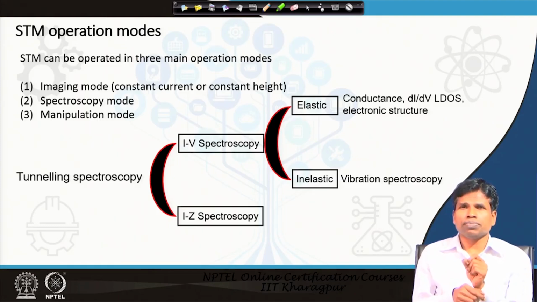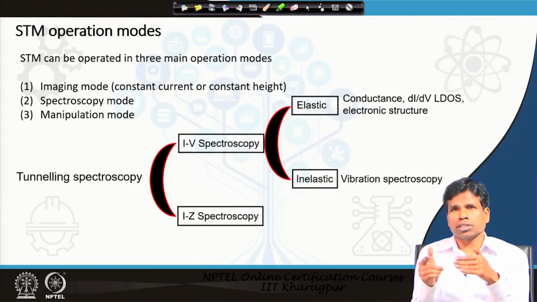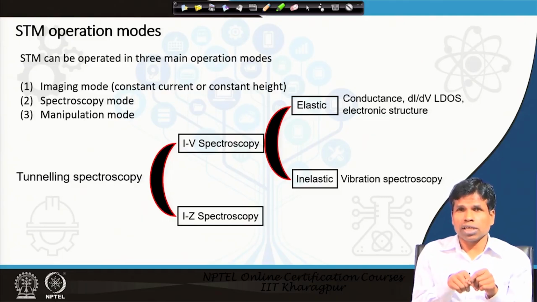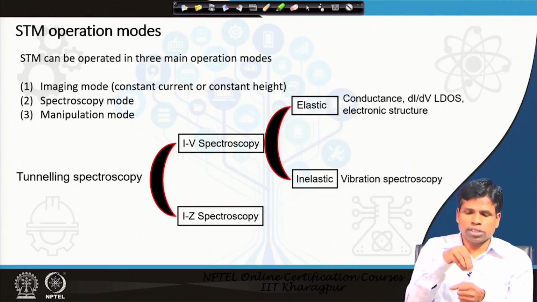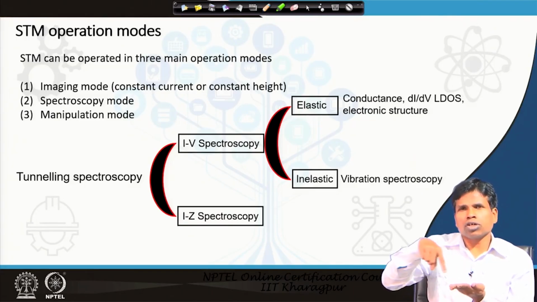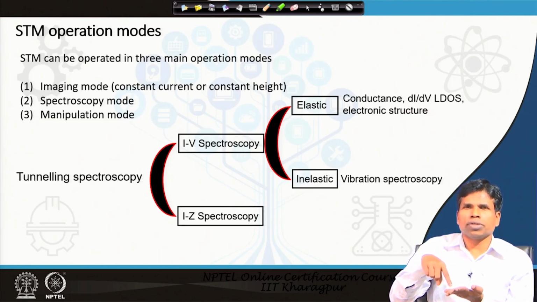But in IV spectroscopy, what we actually do is keep a constant distance, then change the voltage and see how the tunneling current varies with the bias voltage between the tip and sample. It is done mostly at one local place. First the tip stays at one place and you measure the current by changing the bias voltage, or it can also be done during scanning. This is not unusual, that can also be done.